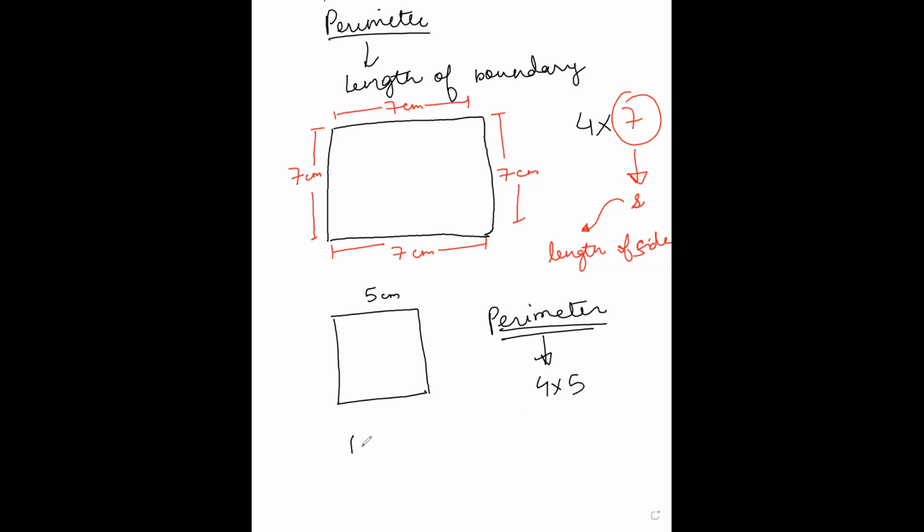So the perimeter of any square whose length of the side is, let's say, S, will be what? S multiplied by 4. So in short, we say 4S. Some people say 4A, same thing, doesn't matter. So the perimeter of a square is 4 times side, because there are 4 sides.